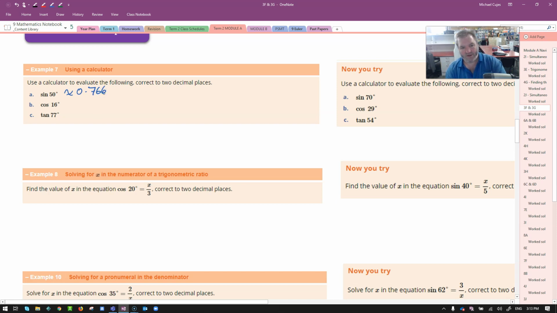0.766. Cosine of 16, so the same thing. I'm just going to press the cosine button, type in 16 on my calculator and hit equals, and that's approximately equal to 0.961, and tan of 77 is approximately equal to 4.33. Well, I've gone to 3 decimal places. I'll do the same for that one. 4.331. Pretty straightforward there, I think.